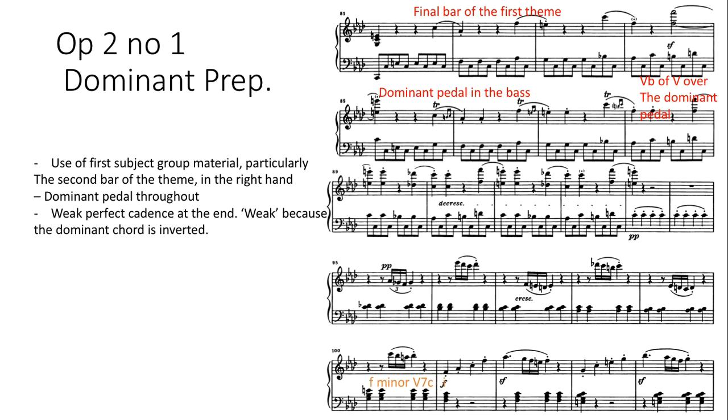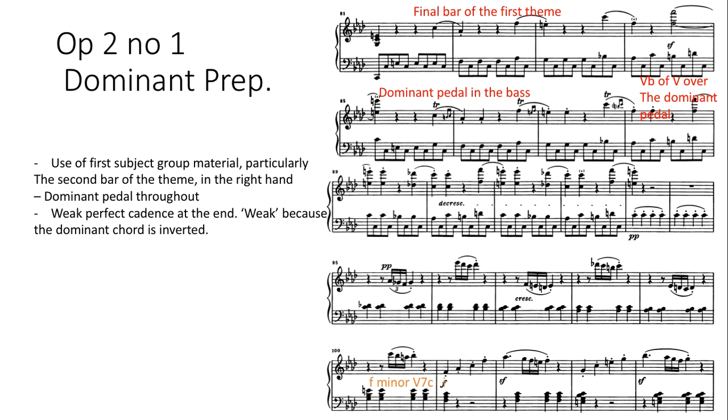We then, right at the very end, so the last bar of the development is bar 100 here, end up with this very weak perfect cadence in F minor. I say weak perfect cadence because the dominant chord is inverted. We have a 5-7 C chord in F minor. In fairness, you could quite happily argue that it's really just a 7B chord, and it's very weak, that perfect cadence.